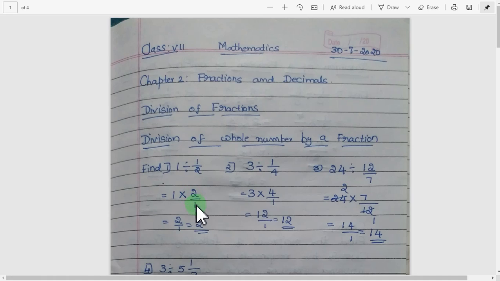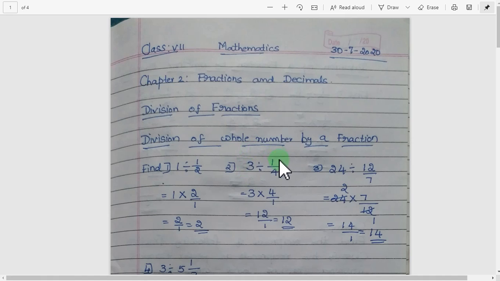Half reciprocal is 2 by 1. See, 1 by 4 reciprocal is 4 by 1, exchanging numerator and denominator. So converting division into multiplication, then 2 by 1. Next, here division is possible. If possible you can do it, otherwise multiply numerator into numerator and denominator into denominator. Denominator is only 1, so 2 by 1. 2 by 1 is 2. Answer is 2.